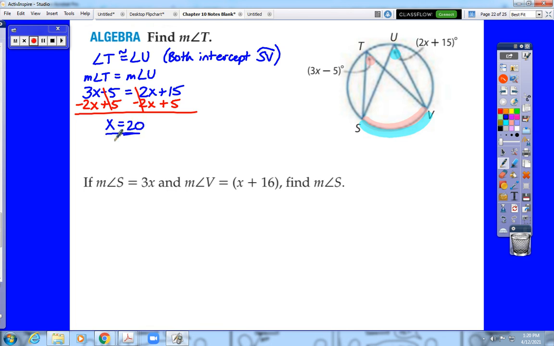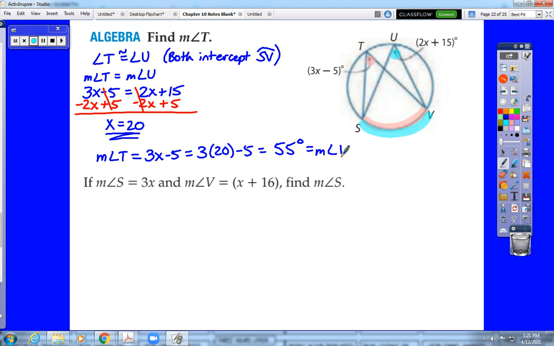Done, right? No, why not? Yep, got to read the problem. It didn't say find x. It said find the measure of angle T, which is 3x minus 5. And now that we know x, we can plug it back in. 3 times 20 minus 5 gives us 55 degrees for the measure of angle T. Okay? That's how we handle this kind of problem. And that's how we supposedly make this harder.